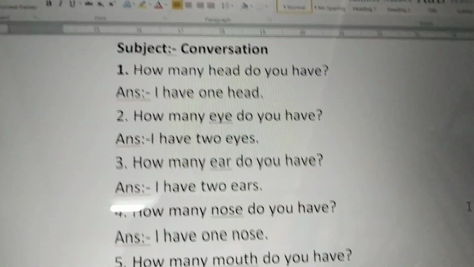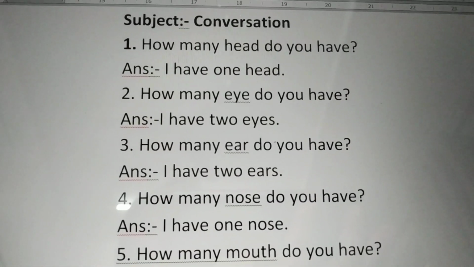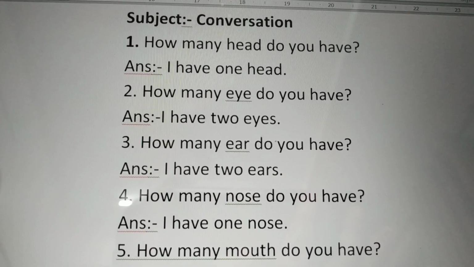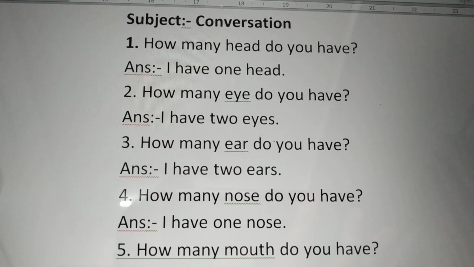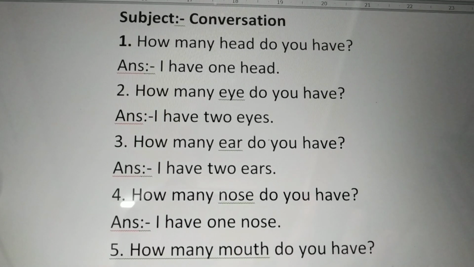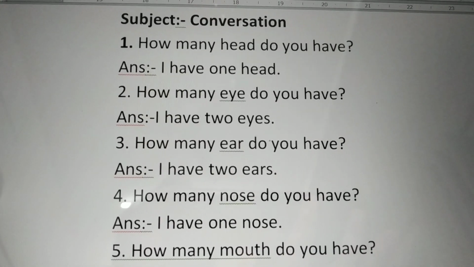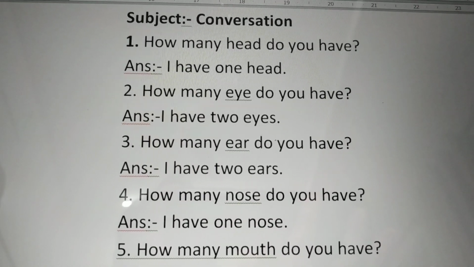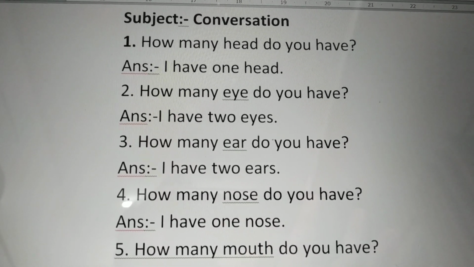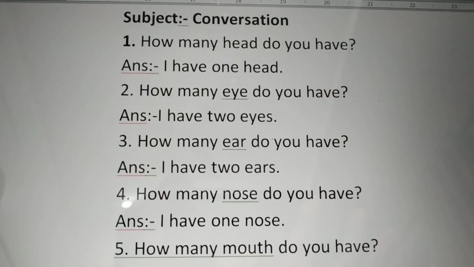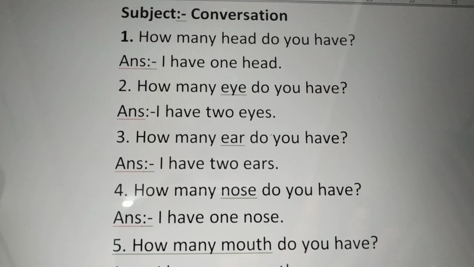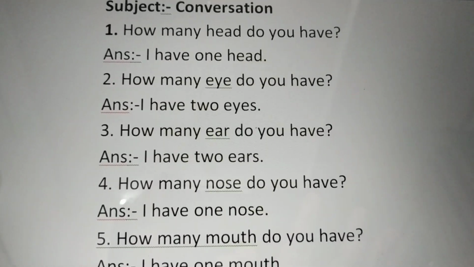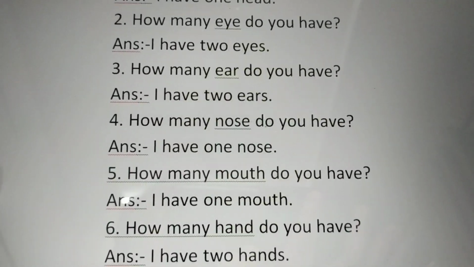Next subject, the conversations. How many hats do you have? I have one hat. How many eyes do you have? I have two eyes. How many ears do you have? I have two ears. How many noses do you have? I have one nose. How many mouths do you have? I have one mouth.